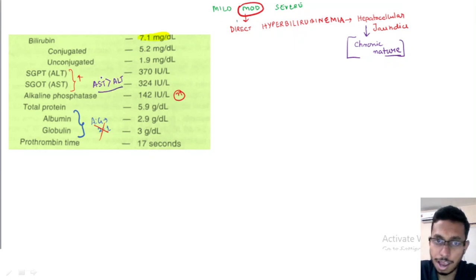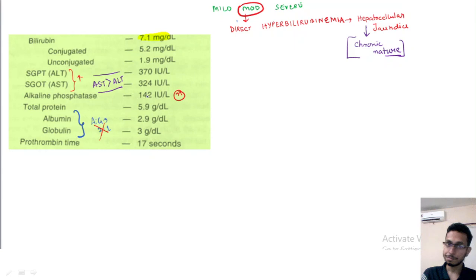Same goes for the alcoholic liver injury patient. So here ALT is more than AST, so cirrhosis has not yet set in this case. Alright, cirrhosis has not yet set in, but there is chronic hepatitis. For some reason, there is chronic hepatitis.